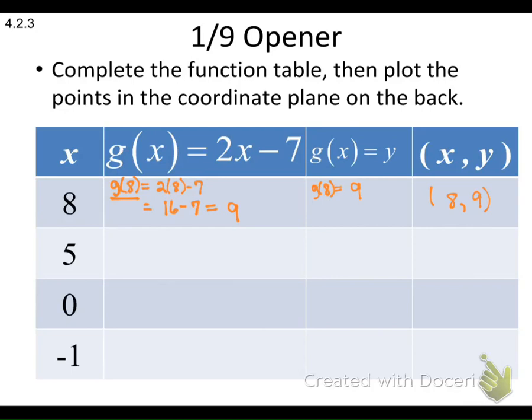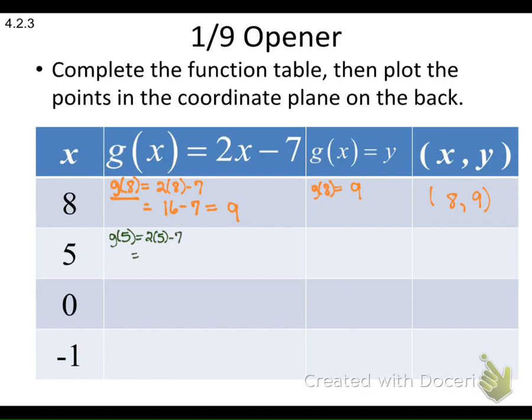So let's go ahead and look at the second one. So here, what's my input? What's my x value? Okay, so I'm going to put the function of 5 equals 2 times x minus 7. So what do I substitute for x? 5 minus 7.